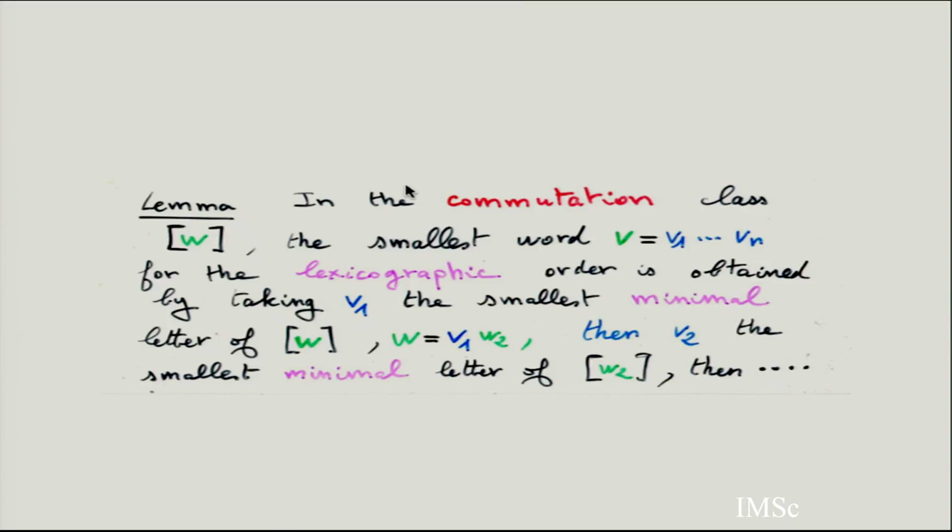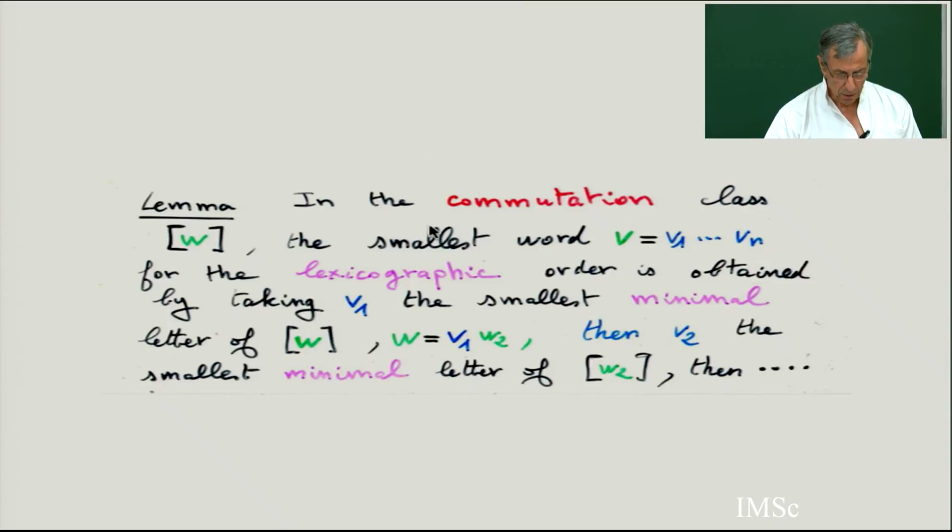And lemma: in the commutation class of W, the smallest word V1, V2, ..., Vn for the lexicographic order, where you have a total order on the basic pieces, the basic pieces P being the alphabet of the commutation monoid, is obtained by the following process. You take V1, the smallest minimum letter of W. In the first block of the Cartier-Foata normal form there are many different letters, but you take the smallest for the total order of the basic pieces.